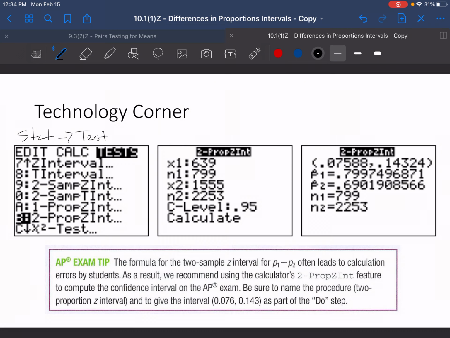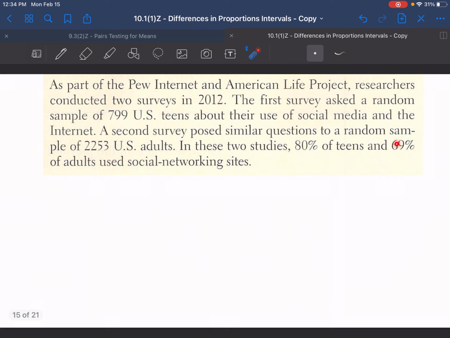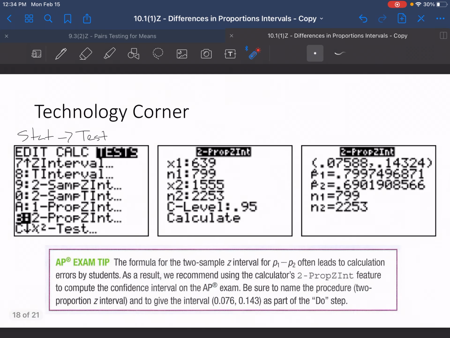And so from there, all we would need to do is fill in our fields right here. Now, in this problem in particular, they don't give you the total number for successes and failures. They just give you the proportions themselves, so 80%. So what we would need to do is find what's 80% of 799 and what's 69% of 2,253 in this case. And that's going to represent x1 and x2.